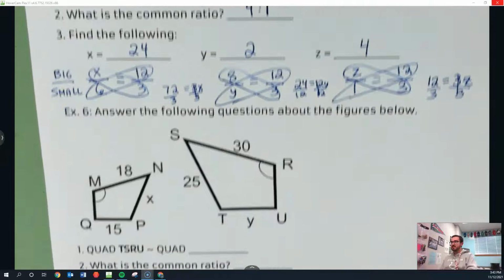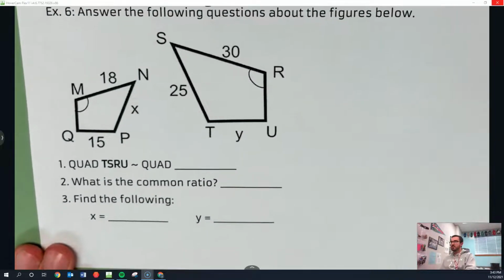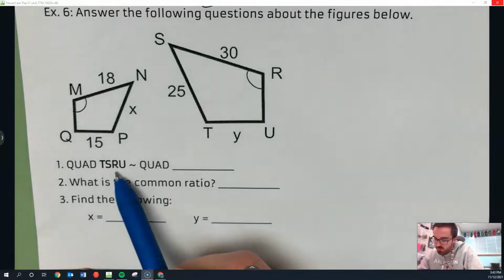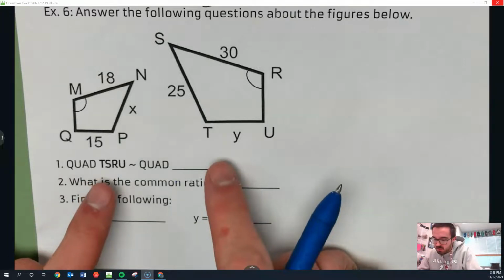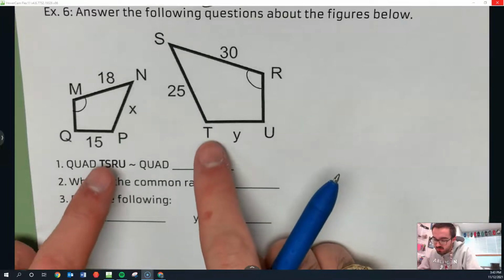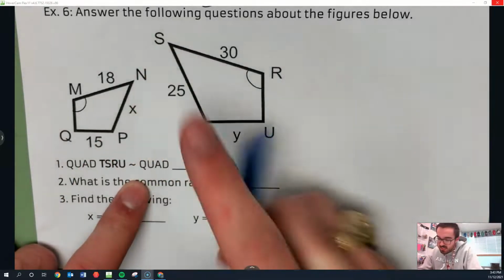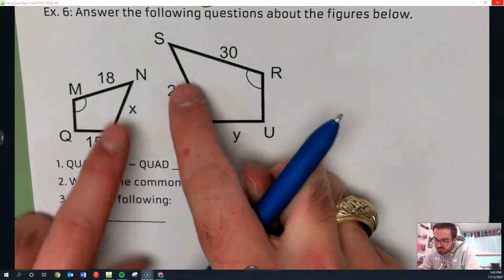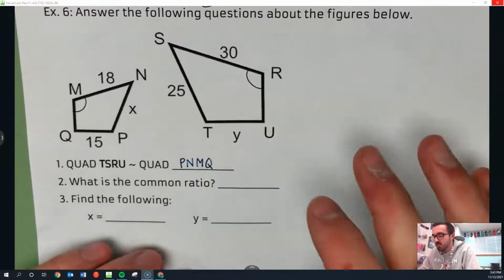Example 6. Let's take a look at example 6. Answer the following questions about the figures below. Quad TSRU is going to be similar to quad. I don't really like this question a whole lot, but basically you got to show what order it needs to be in. So the same spot T is in, T to S would be like P to N, quad P to N. S to R would be like N to M, and then you'd finish it with Q. I don't really love that question.